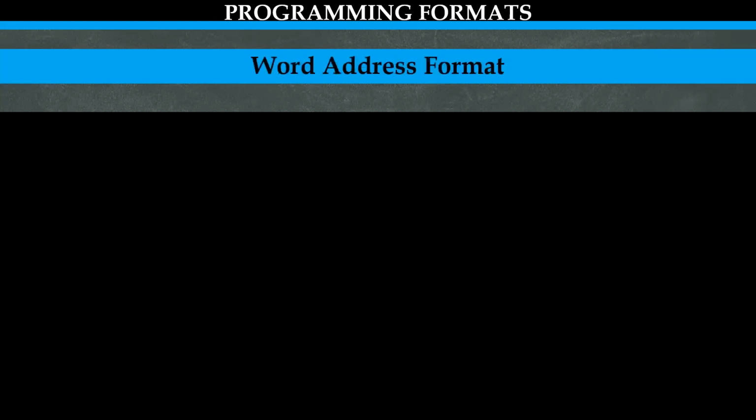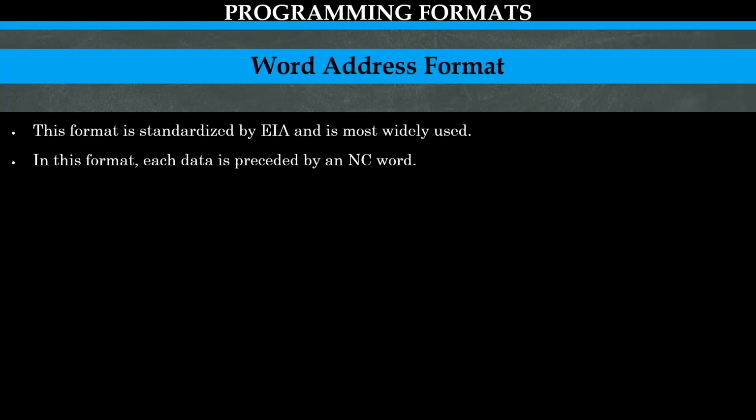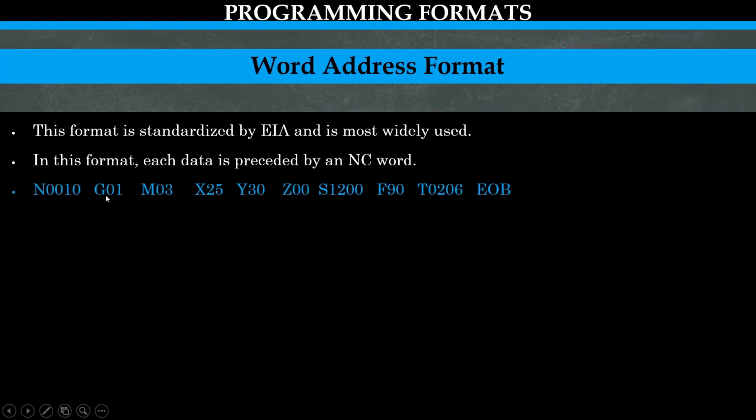So let us understand what is the word address format. This word address format is used in all the NC controllers in the present situation. This format is standardized by EIA and is most widely used. In this format, each data is preceded by an NC word like this, N10, G01, M03, X25, and so on.